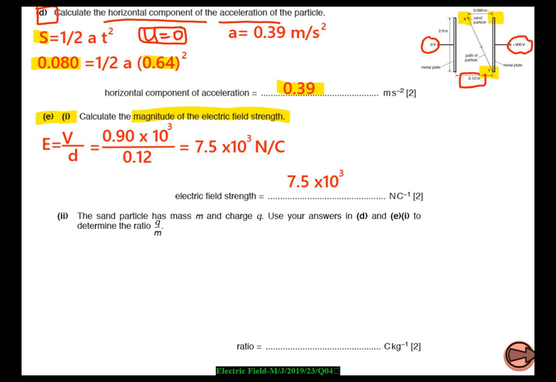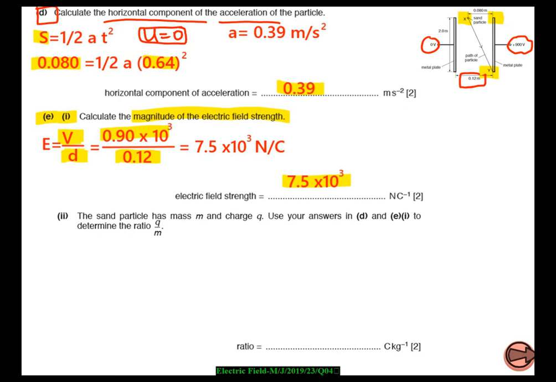So next part, E2. Let's try to answer E2 now. It is given to us that the sand particle has mass m and charge q, and the question is asking us to use our answers in D and E1. You can see this is part D, where we have found the answer, and this is part E. We have to determine the ratio q over m, but we have to keep an eye on part D and E1.